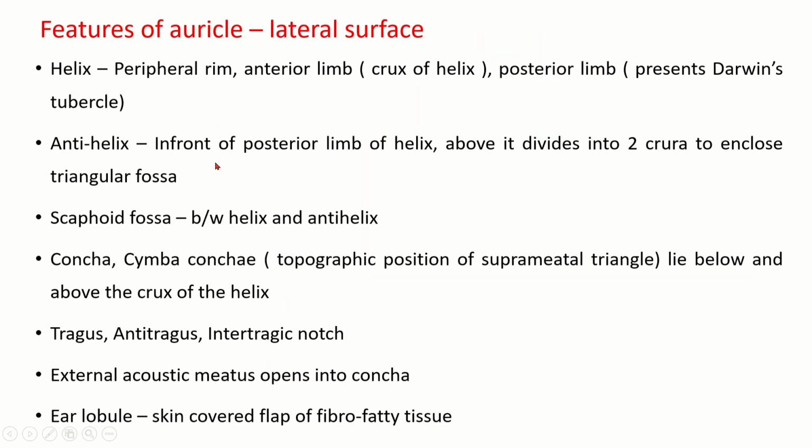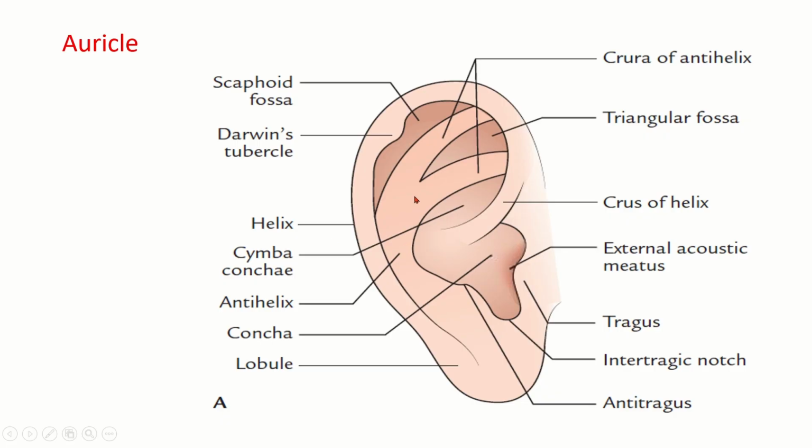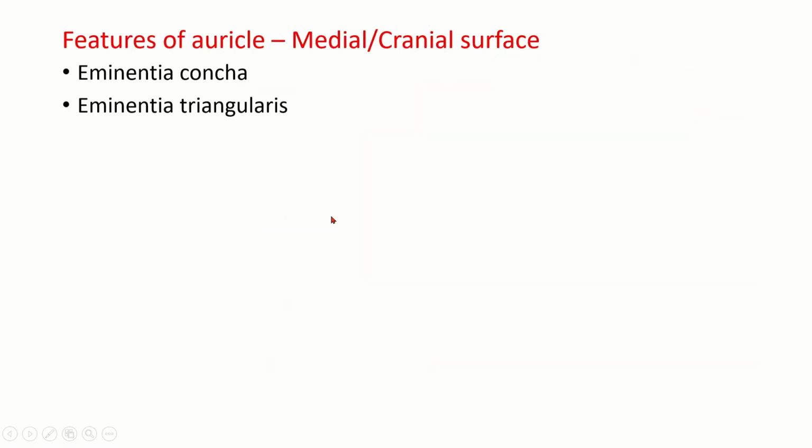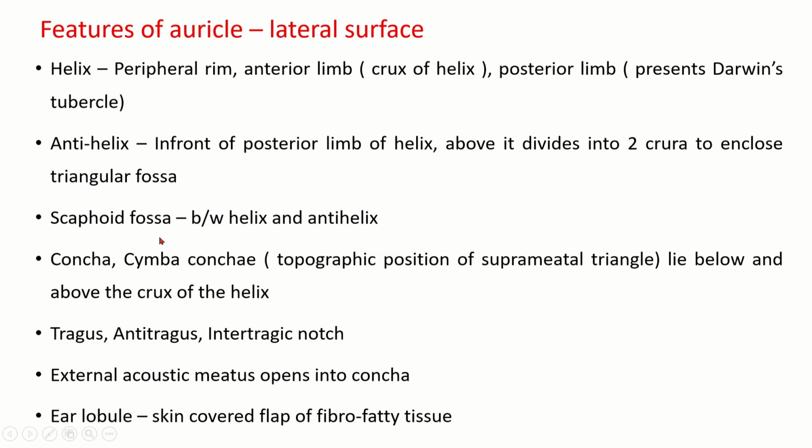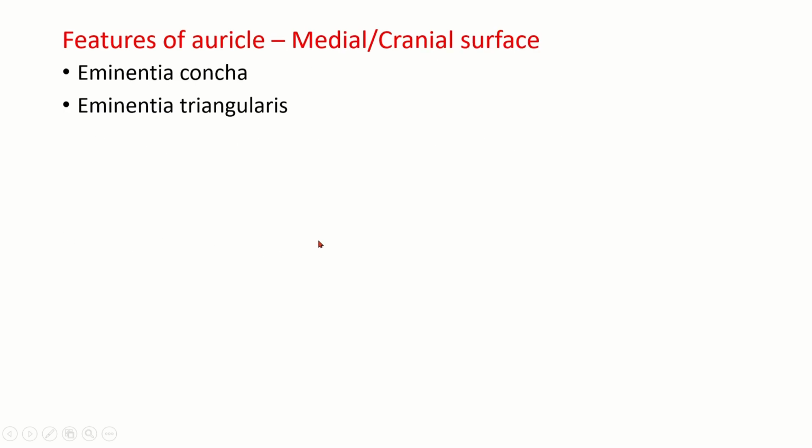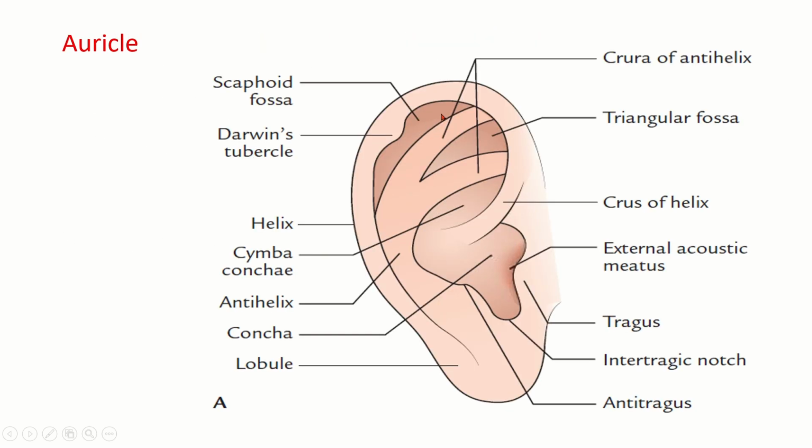The antihelix is present in front of the posterior limb of the helix. Above, it divides into two crura to enclose the triangular fossa. You can see here, this is the antihelix in front of the posterior limb of the helix, and above it divides into two crura to enclose the triangular fossa. The scaphoid fossa is between the helix and antihelix. You can see here, this particular one is the scaphoid fossa between the helix and antihelix.